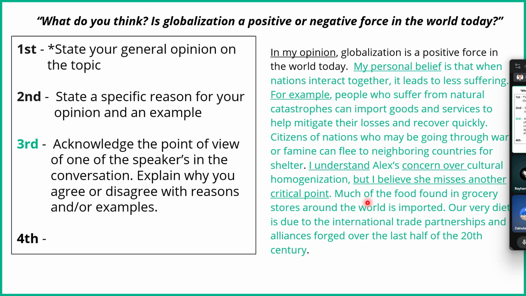So what is the reason for this disagreement? Much of the food found in grocery stores around the world is imported. Our very diet is due to the international trade partnerships and alliances forged over the last half of the 20th century. So it is the reason and explanation to why she misses another critical point. It is our third step in writing a response.